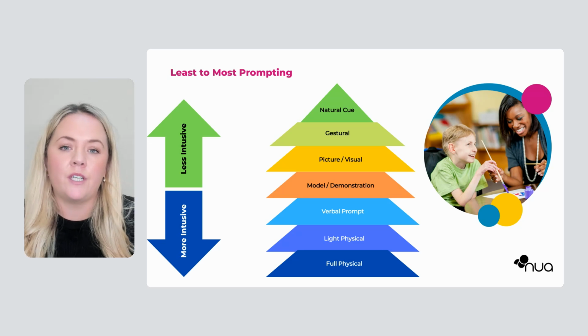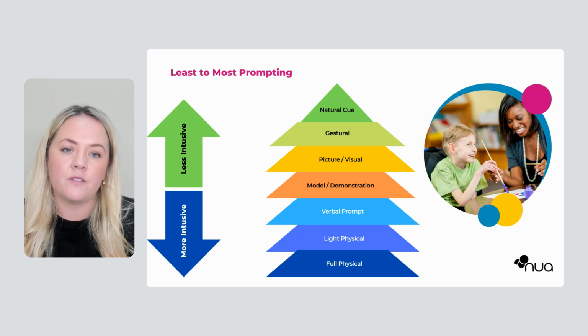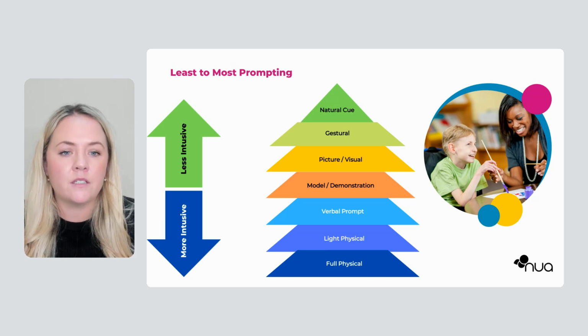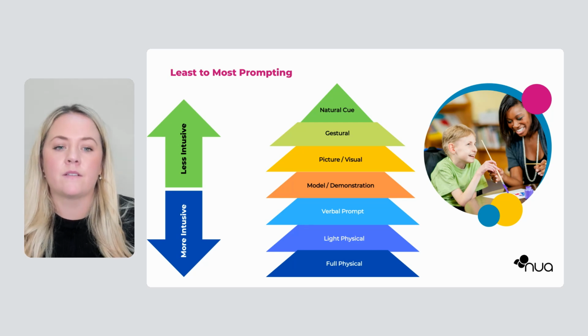So again, we always try to use least to most prompting. So that's where we start with less intrusive prompts. So our less intrusive prompts would be things like natural cues in the environment, our gestural prompts, our pictures or visual prompts, modeling or demonstrating to somebody how to do a behavior. Whereas our more intrusive prompts are things like verbal prompting, light physical guidance, and full physical prompting.